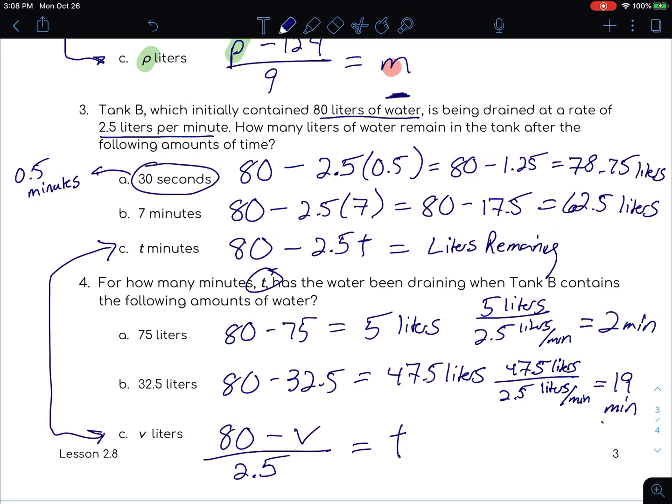So once again, we have two equations here in 3c and 4c that are equivalent to each other. They represent the same information, same variables, same constants, but one has been solved for our liters remaining here, and the other one has been solved for the amount of time. So rearranging the variables, we can get, in fact, if this variable up here was v in the problem below.